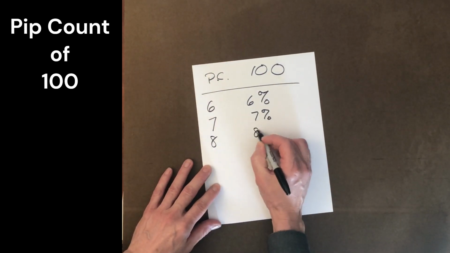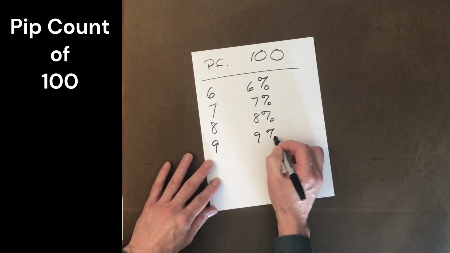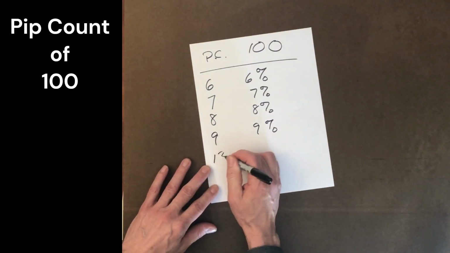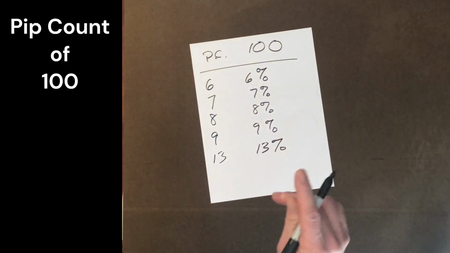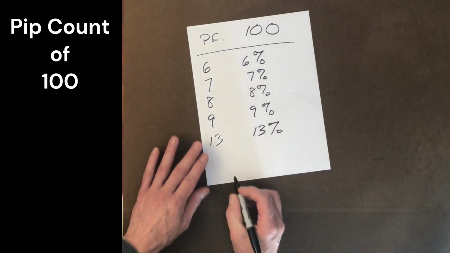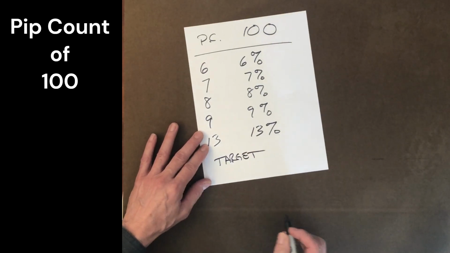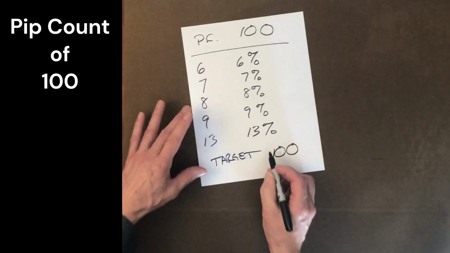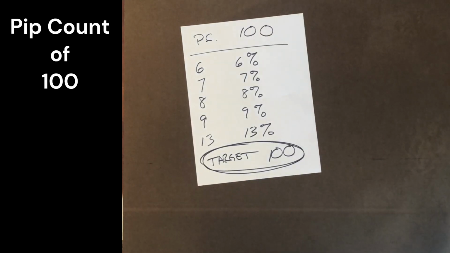Race lead of 8%. Race lead of 9%. Race lead of 13%. Nothing to do. But this one's important because our target for this method is the number 100. Let's do the next one.